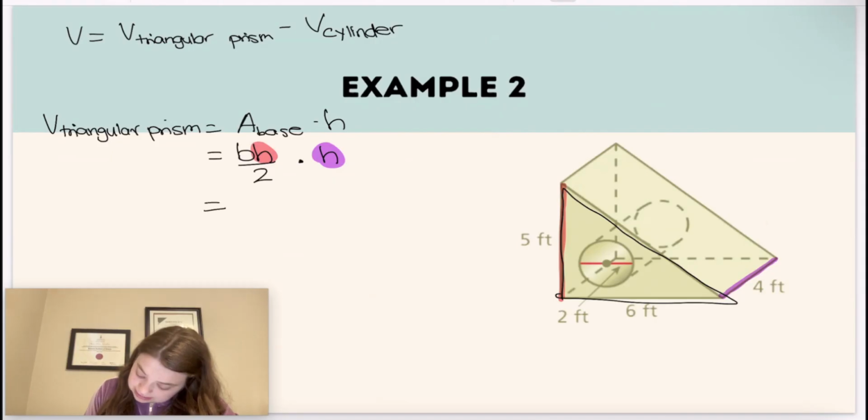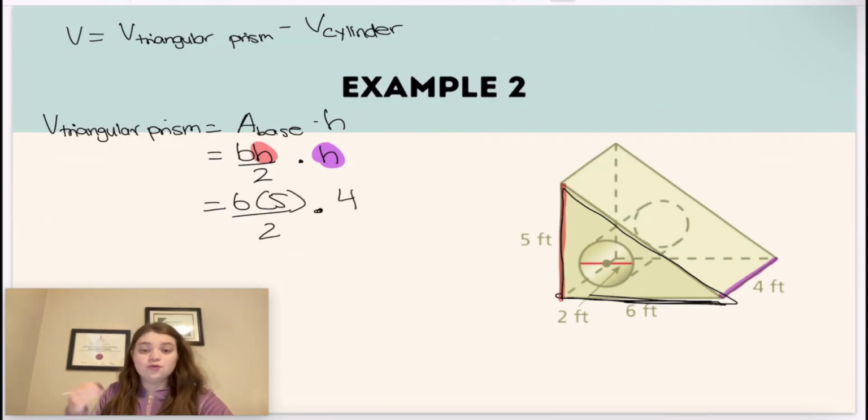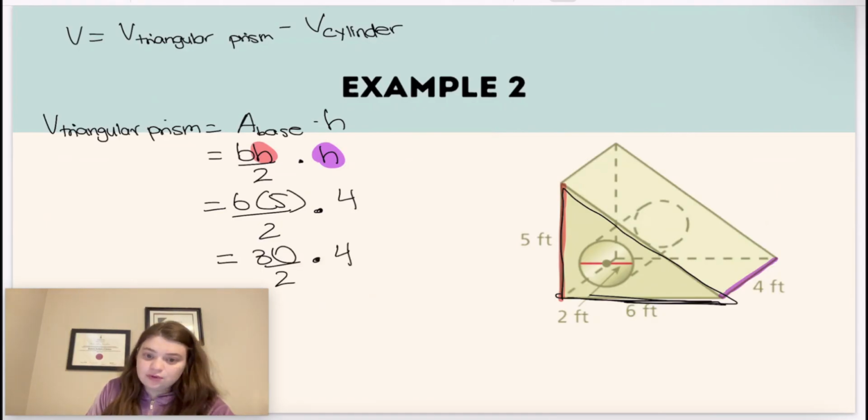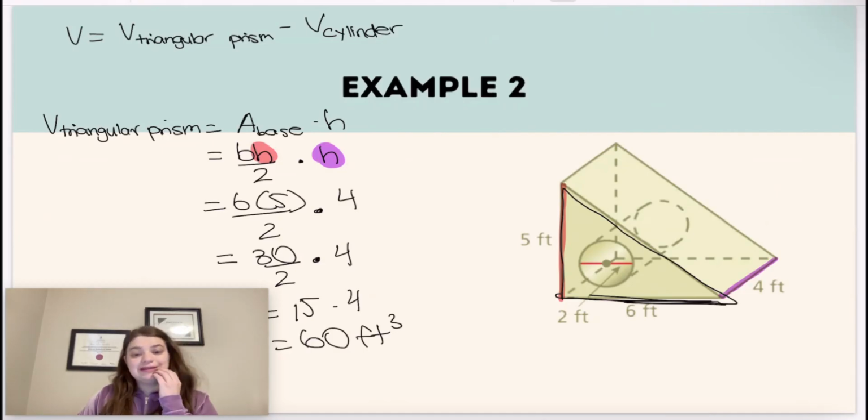So the base is 6 feet times the height of the base is 5, divided by 2, and then times the height of the overall prism is 4. So 6 times 5 is 30. So we have 30 over 2 times 4. 30 over 2 is 15, so we have 15 times 4, and that's equal to 60. So therefore, the answer is 60 cubic feet.